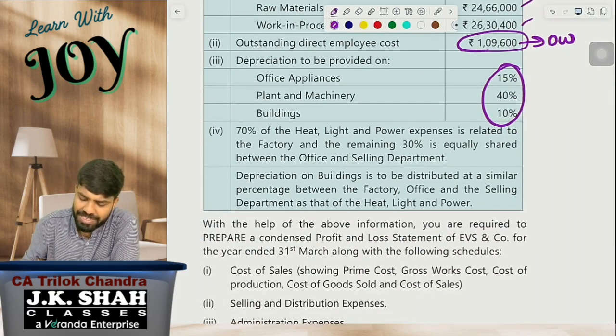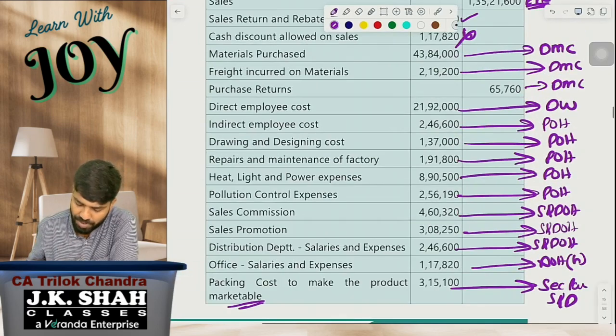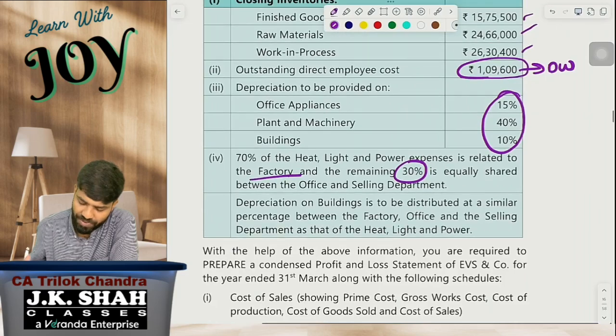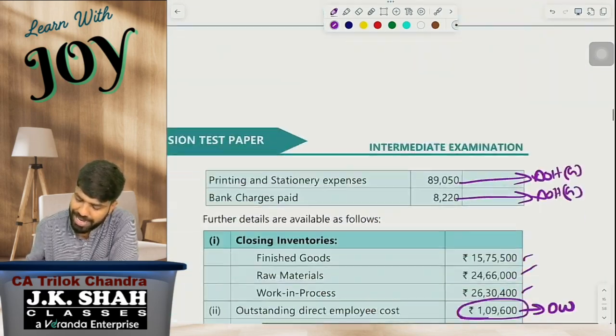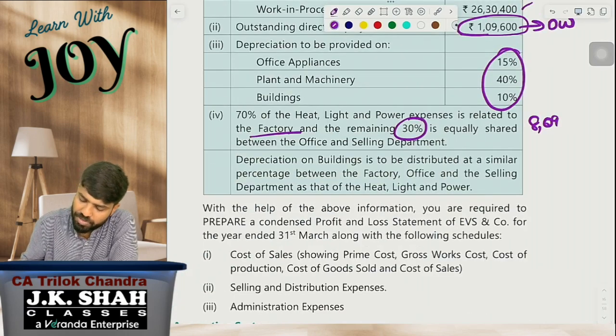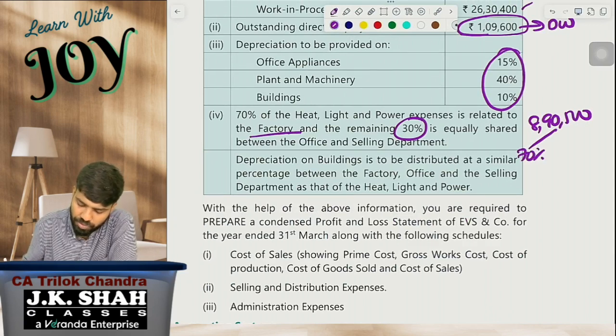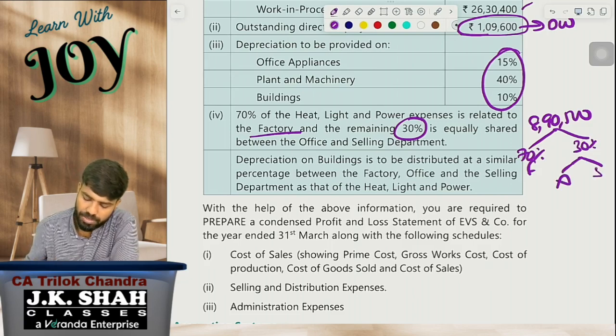Next, 70% of the heat, light, power expenses is related to the factory, and the remaining 30% is equally shared between office and selling department. So, heat, light, power cost: how much is that? Totally 8,90,500. Out of this, 70% belongs to the factory, balance 30% belongs to both admin and selling. This equally we need to apportion. Accordingly we can calculate that.